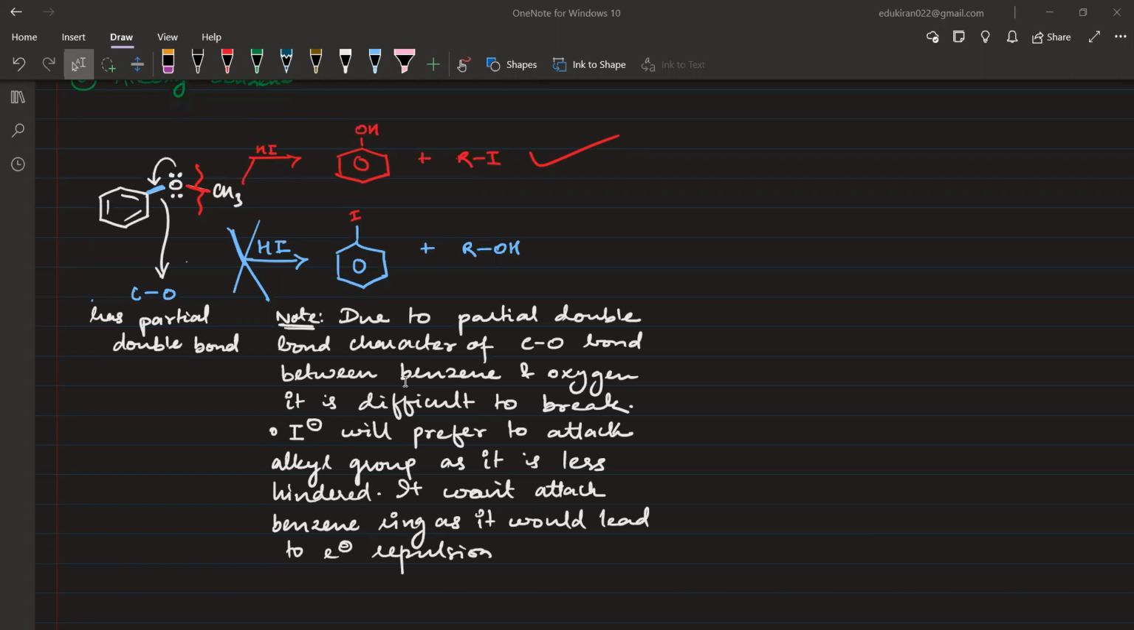Also, one more thing I am saying from the very first day: read the complete thing and then write the complete thing with your understanding. Do not write line by line, like due to partial double bond, due to partial double bond. No, not like that. Read it once fully. Like, due to partial double bond character of the CO bond between benzene and oxygen, it is difficult to break. You can visualize that the benzene and oxygen have a CO bond, and that bond has partial double bond character, and then write. That will make your writing faster. If you write line by line, it will take longer. It will also help you remember.